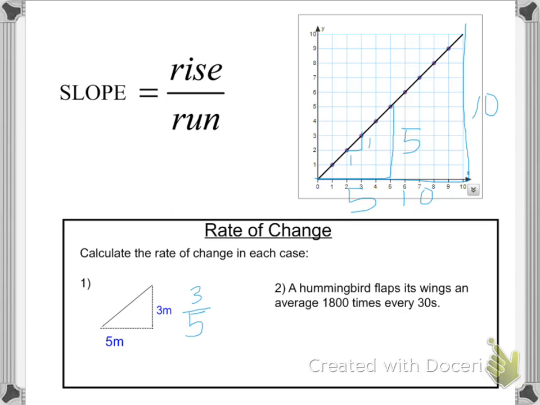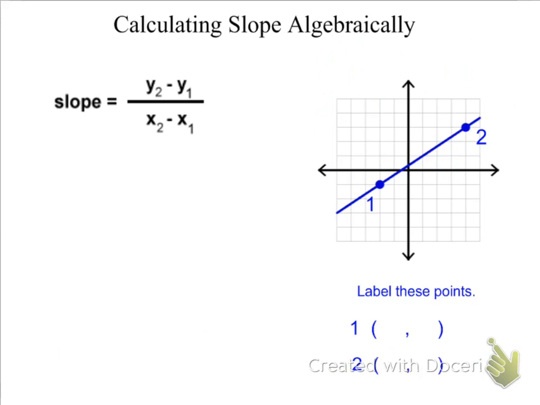For the hummingbird question, it's a rate of change. So you want to know how many times per second. So if it's 1800 every 30 seconds, rise over run, or rate of change, times per second. Okay, we just do the division. 1800 divided by 30 is 60. So 60 times per second. So that's just the answers from yesterday. Okay, so we're going to go on.